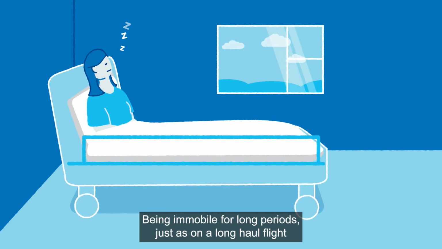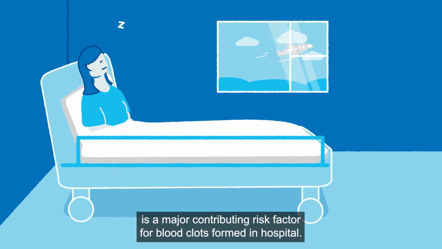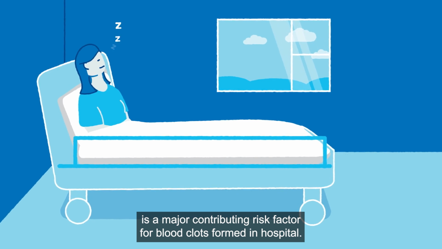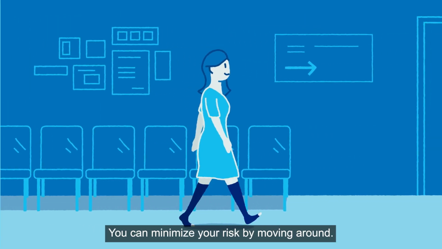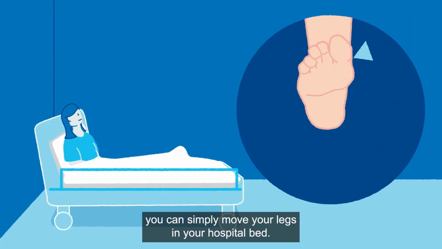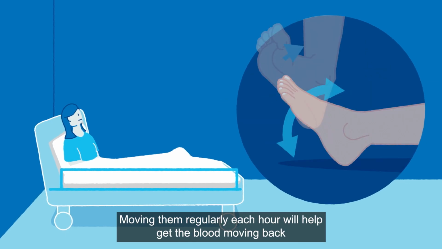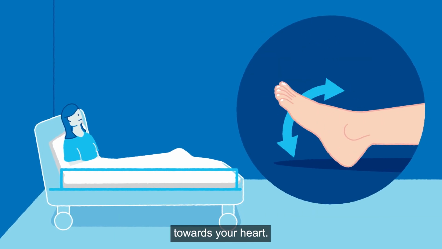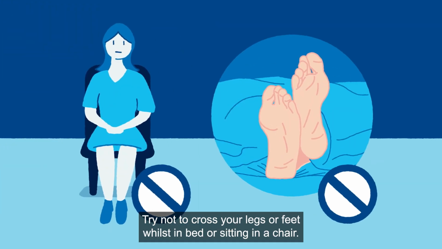Being immobile for long periods, just as on a long-haul flight, is a major contributing risk factor for blood clots formed in hospital. You can minimize your risk by moving around. If you're unable to walk or stand, you can simply move your legs in your hospital bed. Moving them regularly each hour will help get the blood moving back towards your heart. Try not to cross your legs or feet whilst in bed or sitting in a chair.